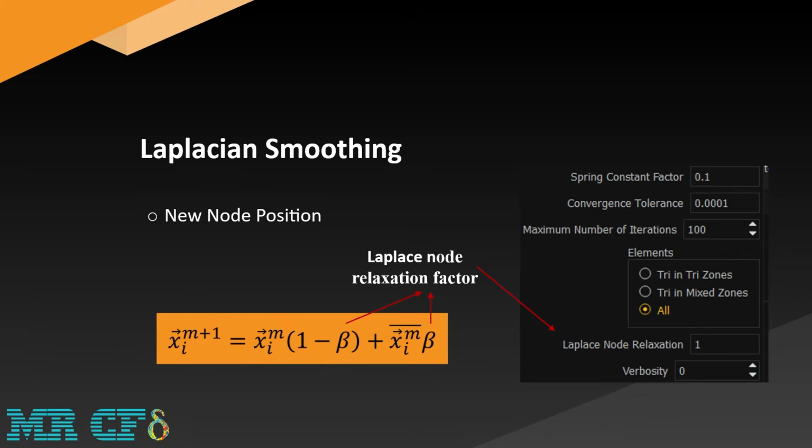However, note that since the mesh vertex is moved to a new location in this method, the skewness of all planes adjacent to the new location should be improved compared to the previous location.